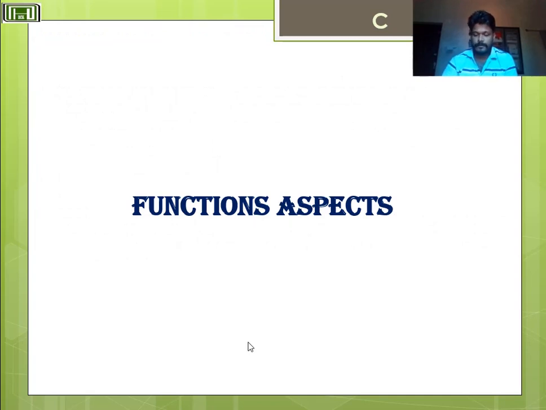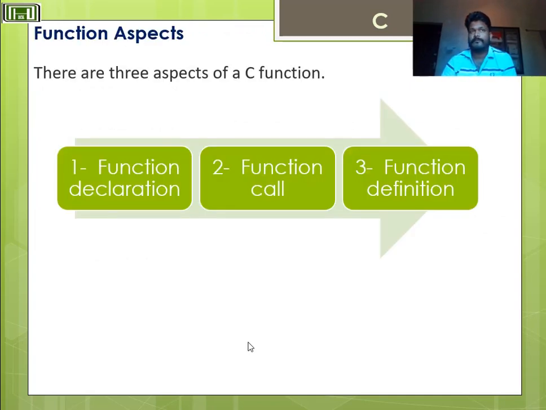Now, C user defined function aspects. There are three aspects for the C user defined function. You need to learn them by heart. First one, function declaration. Second, function call, and third, function definition.